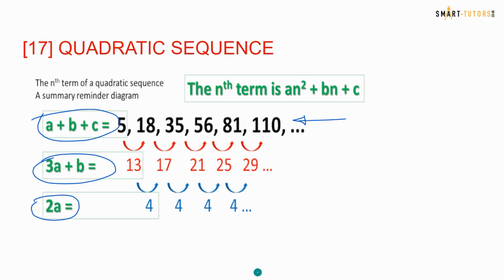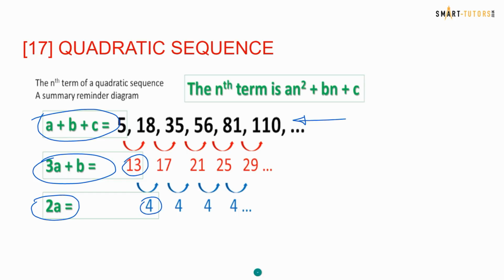How you want to do is, assume this is your exam question: 5, 18, 35, 56, 81, 110. All you want to do is find the difference between two terms, which is 13, the difference is 17, and 21, and so on. Then again the difference is 4, 4, 4. So we call this the second difference. The 4 is the second difference, and this is going to be the first difference.